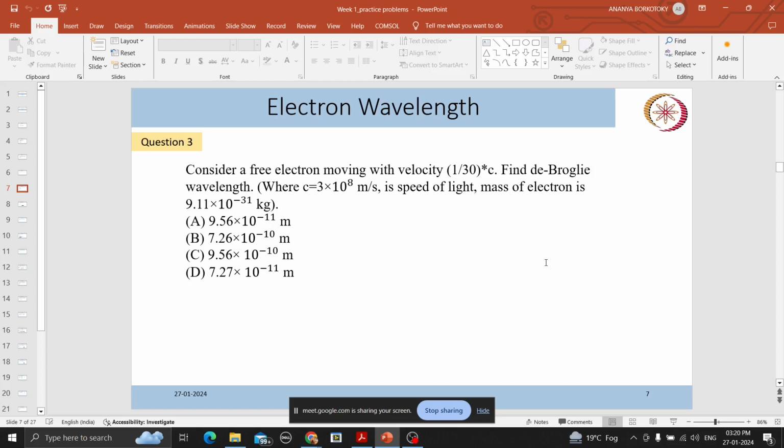Consider a free electron moving with a velocity. The velocity is given as 1 by 30 of c, where c is the speed of light. So what will be the de Broglie wavelength for this electron? Please calculate this and give me the answer in the chat box. I'll wait for 2 minutes. I am also solving along with you.